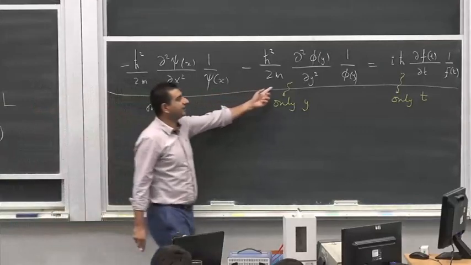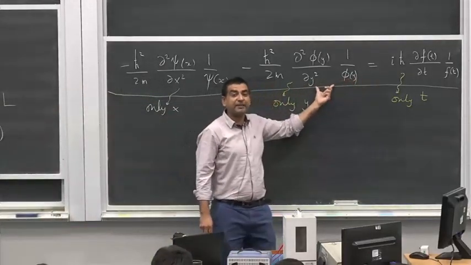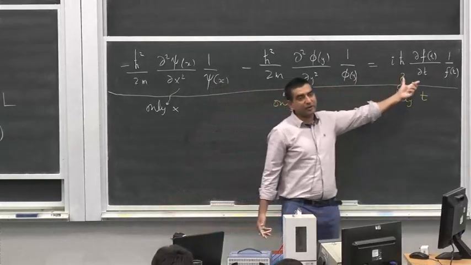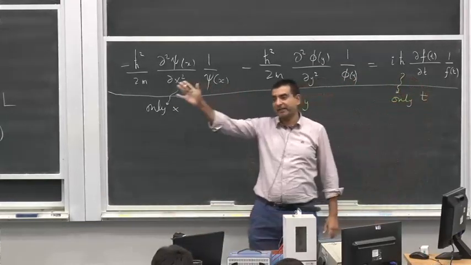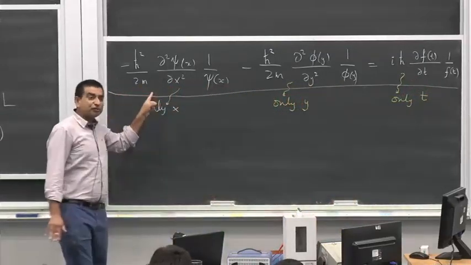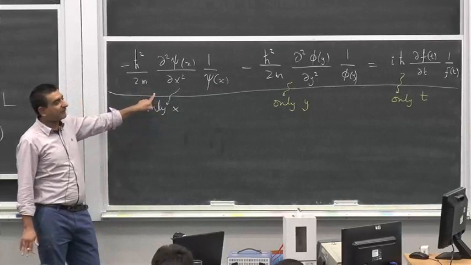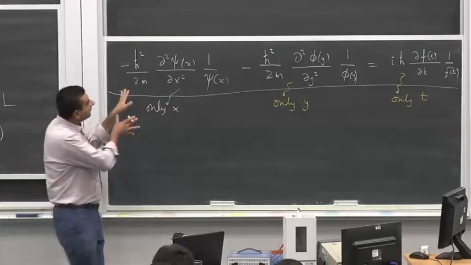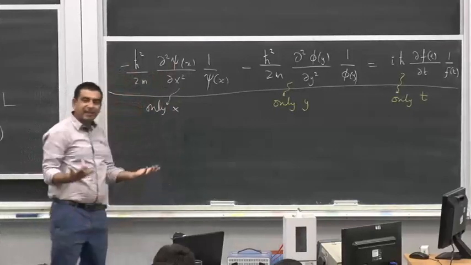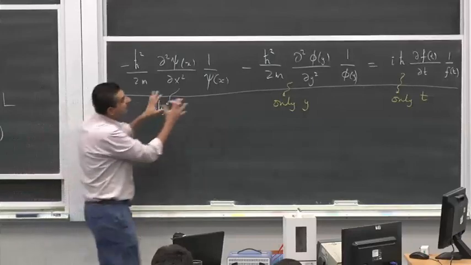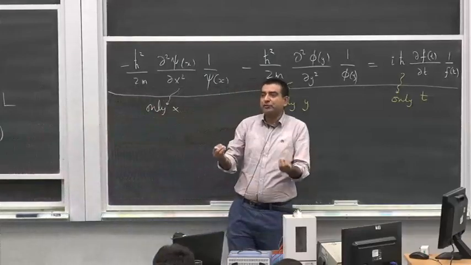Because none of these terms depends upon x, this term cannot ever change if x changes. This term cannot change if x changes, and I keep everything else constant. This means that this term should also be a constant. Otherwise, you cannot satisfy this equality. So this function of x is actually equal to a constant. It doesn't change with x as well. Each one of these three terms is equal to some constant.